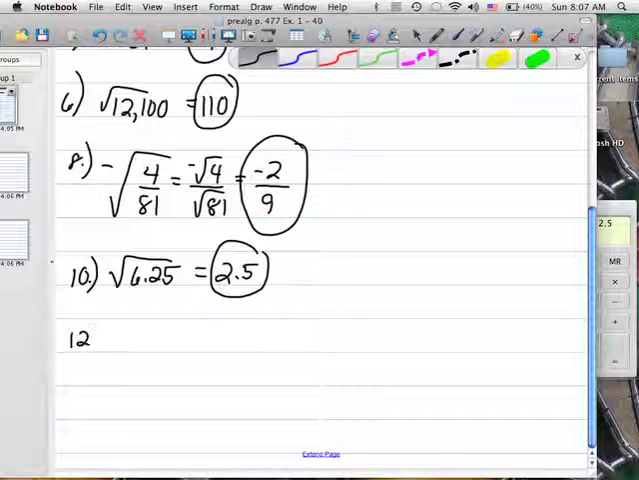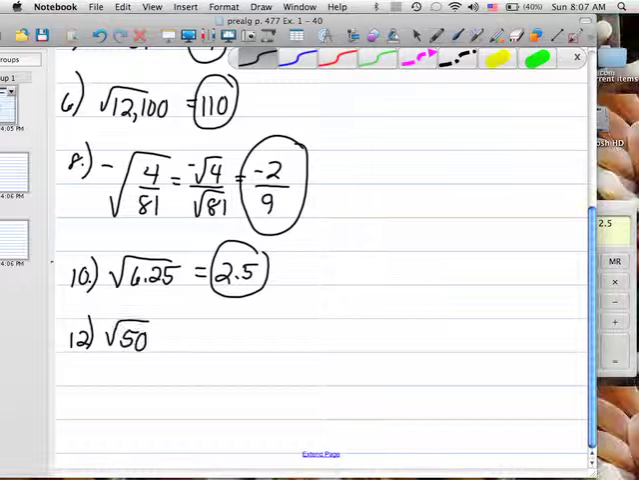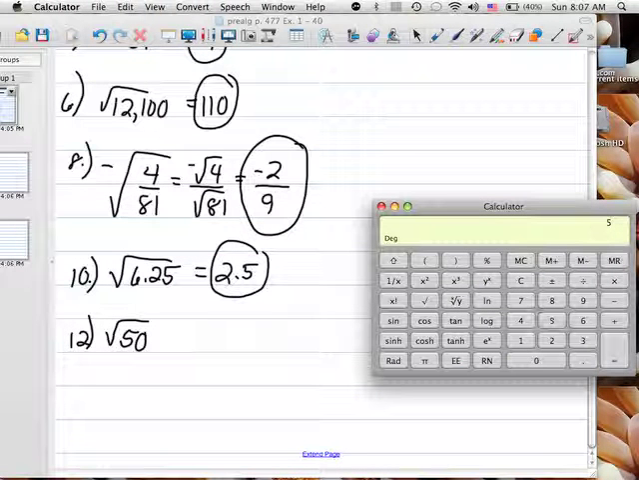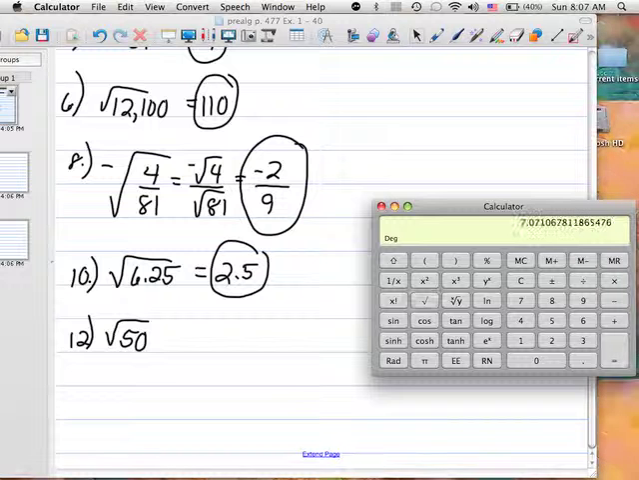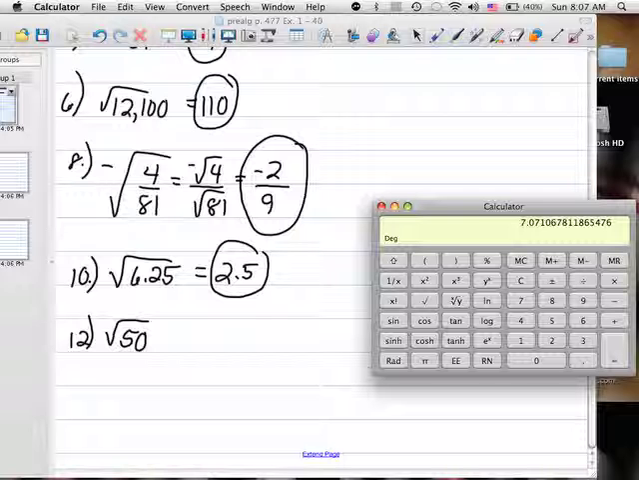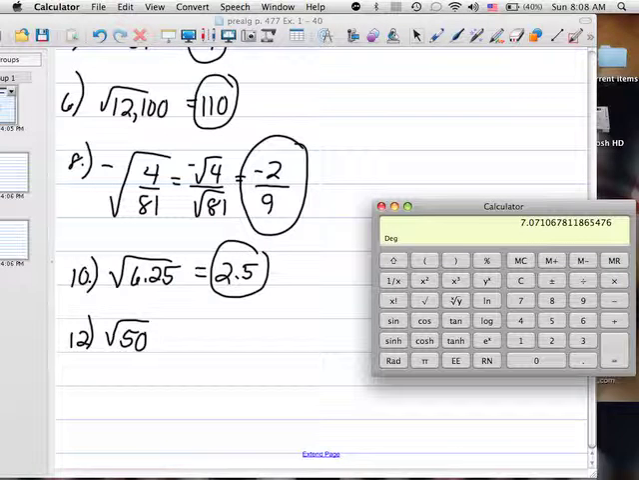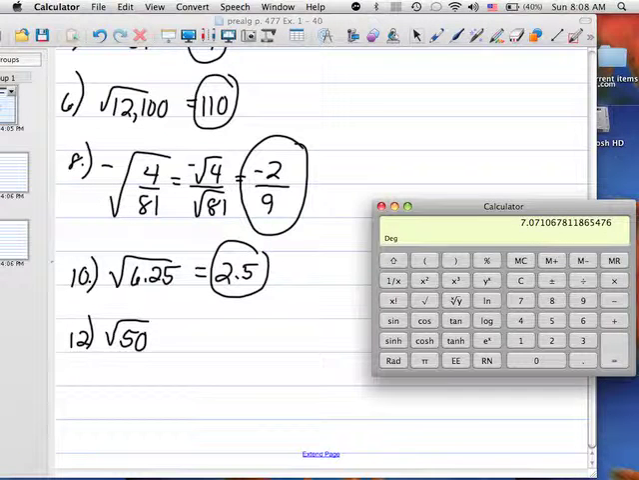So number 12, we want the square root of 50. So we're going to put in 50, hit the radical key, and they want it to the nearest thousandth. So 1's in the thousandths place. There's a 0 after it, so it's going to be 7.071.